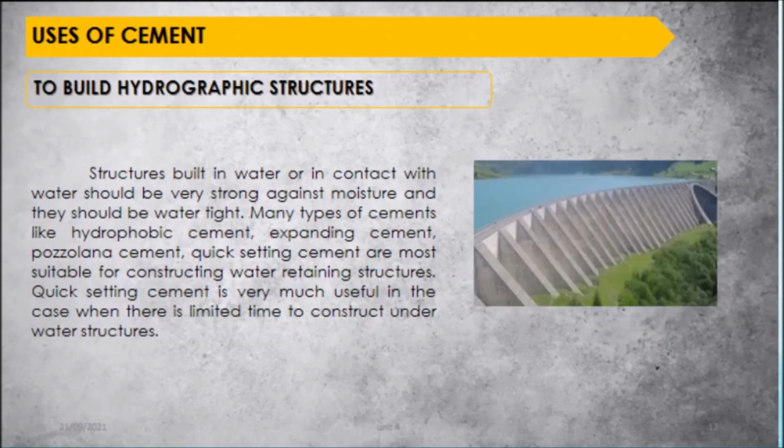So next, we use cement to build hydrographic structures. Most of the hydrographic structures in the world are built using concrete with cement as binding material. The structures built in water or in contact with water should be very strong against moisture and they should be watertight. Many types of cement like hydrophobic cement, expanding cement, pozzolana cement, quick-setting cement, etc. are most suitable for constructing water-retaining structures. Quick-setting cement is very much useful in this case when there is a limited time to construct underwater structures.